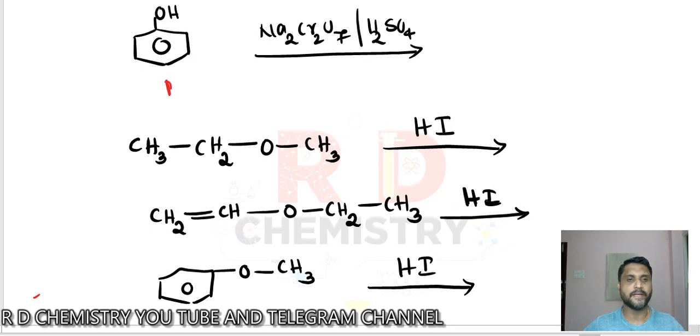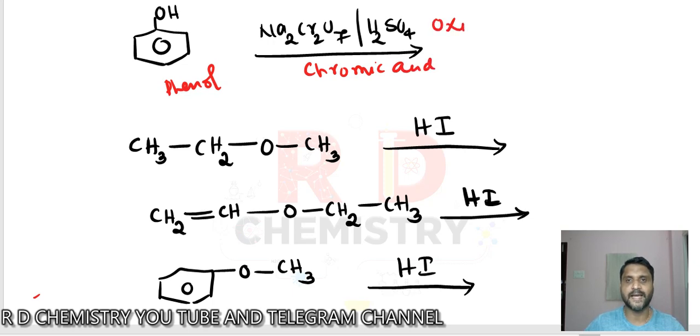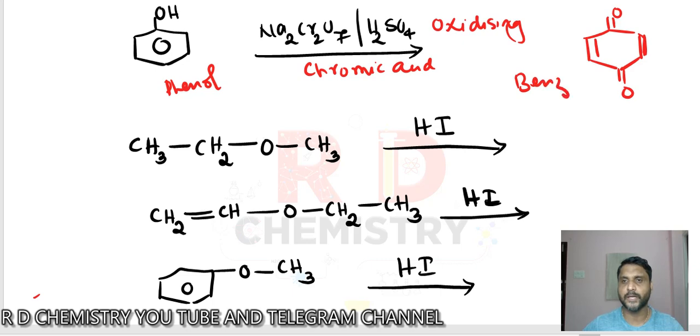Yeah, this is a phenol here. Phenol is made to react with sodium dichromate and sulfuric acid, which can produce chromic acid, and chromic acid is the oxidizing agent. So phenol gets oxidized to give the corresponding compound with double bond O, double bond O, and it will give rise to the benzoquinone molecule. Hydrogens were removed, extra oxygen also introduced: benzoquinone.